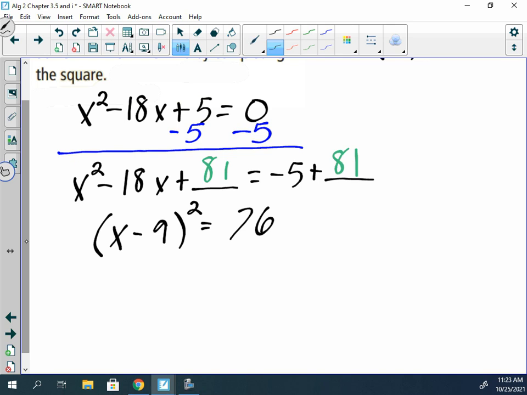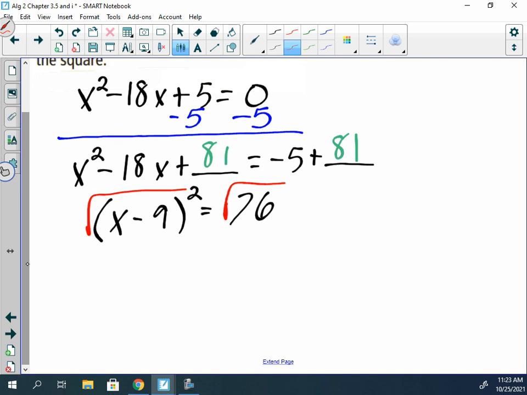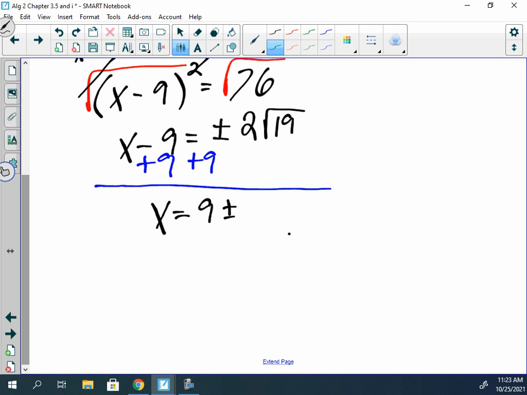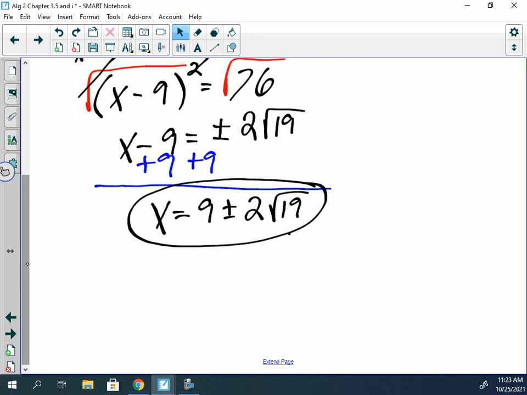Then what would we do next? Square root both sides. The square root and square would cancel, telling us that x minus 9 is equal to plus or minus 2 square root of 19. And last but not least, we would add 9 to both sides, telling us x is equal to 9 plus or minus 2 square root of 19. And that's it. That's all we need to do for this here, and we're able to solve them.